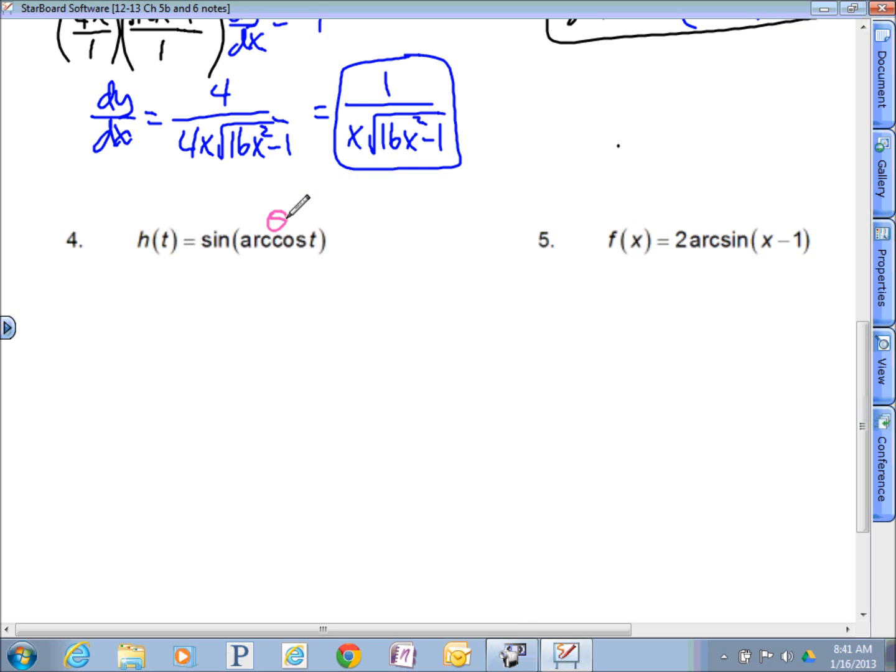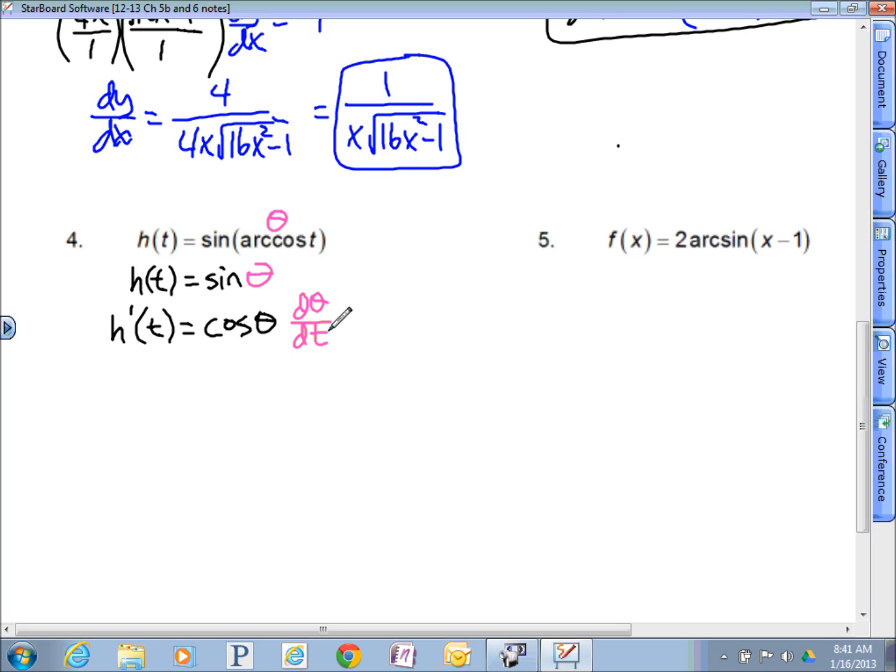So what I really have, rewriting my equation, h of t is really the sine of theta. So if I wanted my derivative, my h prime of t, the derivative of sine of theta would be cosine of theta. The derivative of theta would be d theta, and we're taking the derivative with respect to t. So that was an implicit differentiation problem with a pink theta inside of a black sine.